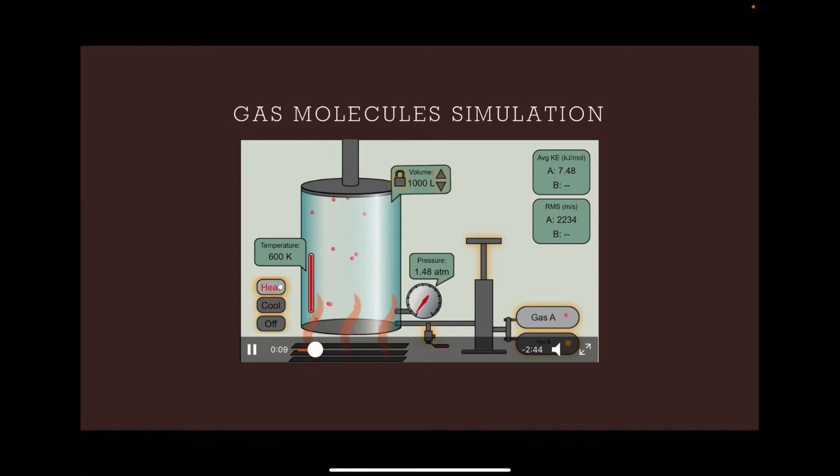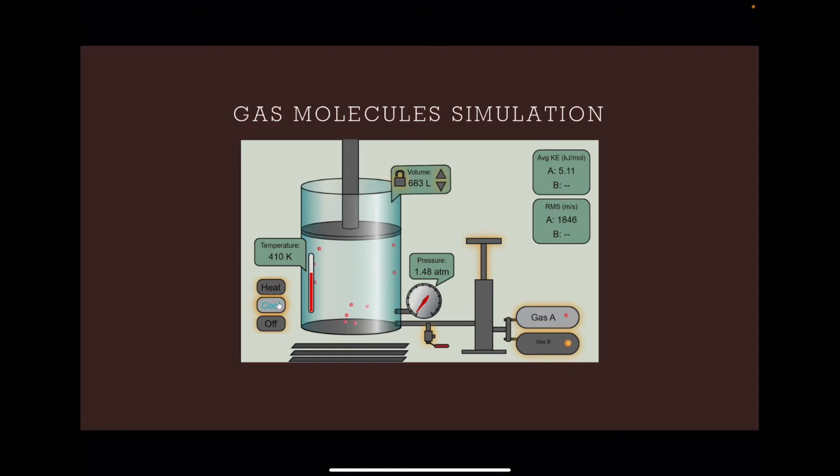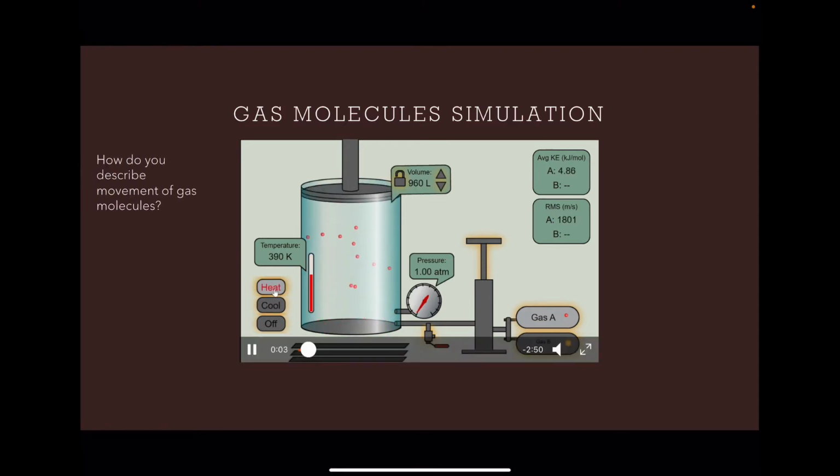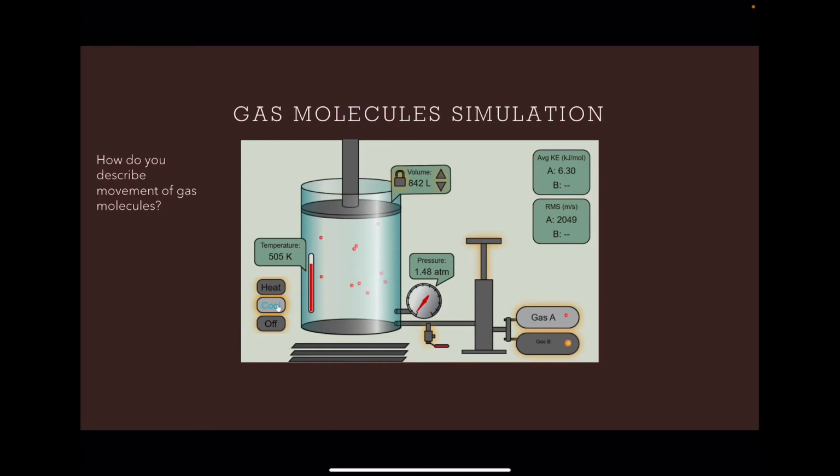So while you watch the simulation, think about the movement of gas molecules. And then look at the space filled by gas molecules. Look at the spacing. And observe the direction of motion of the molecules. How do you describe the movement of gas molecules? There is heat. So look at the movement of the molecules. Now compare that with if we remove the heat. Now look at the movement. Okay. So maybe we can talk about the kinetic energy.